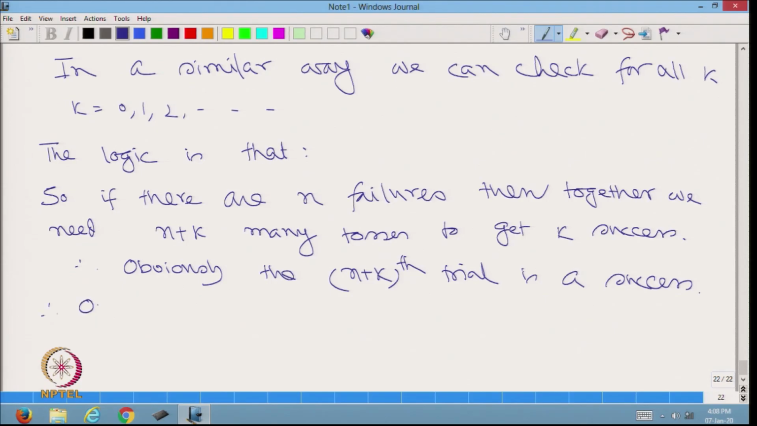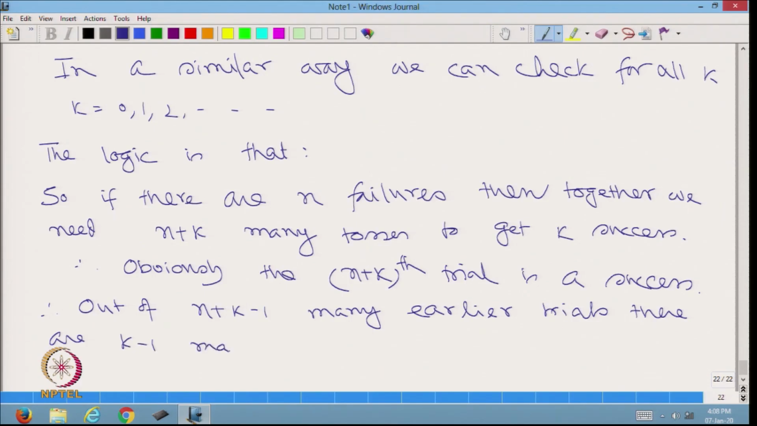Therefore, out of n plus k minus 1 many earlier trials, there are k minus 1 many successes.